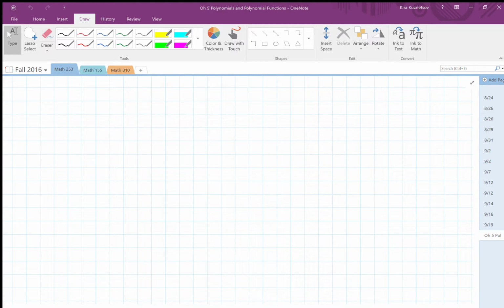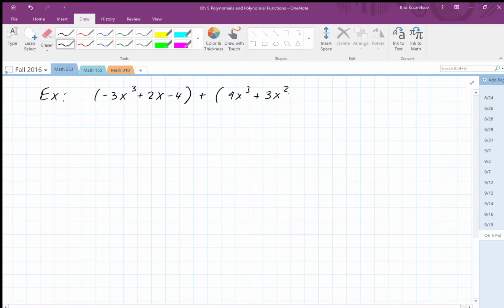My next example is on adding polynomials. Polynomial number 1 is negative 3x cubed plus 2x minus 4. I want to add this to 4x cubed plus 3x squared plus 2. This will work very similarly to collecting like terms.